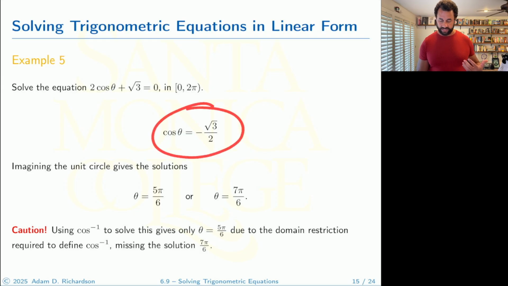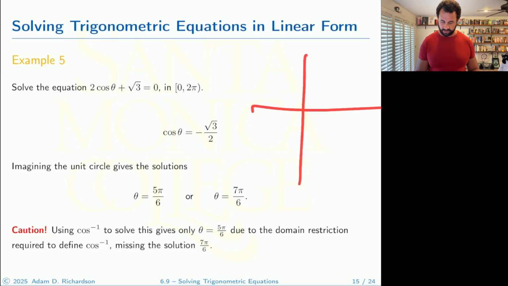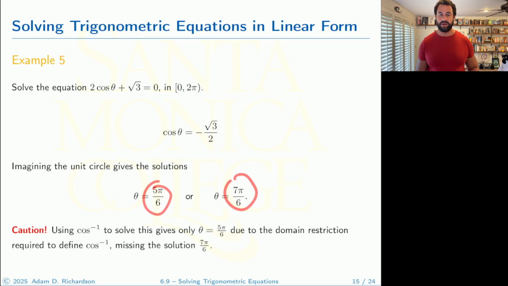So what angle has a cosine value of negative root 3 over 2? Okay, let me think of the unit circle. Negative root 3 over 2, that's the long leg. So cosine's going to be over here. So it could be this angle, or it could be this angle right here. So 5 pi over 6 or 7 pi over 6. And that's it. That's it in the interval 0 to 2 pi, because we have that restriction.